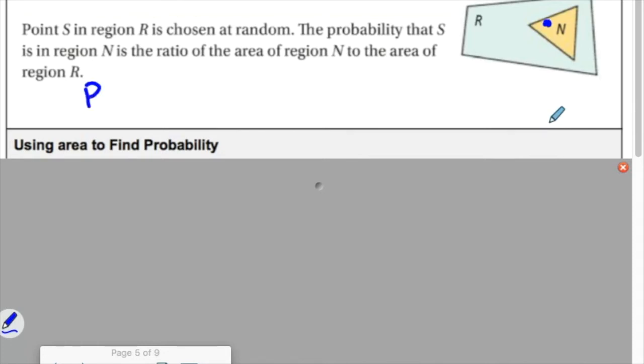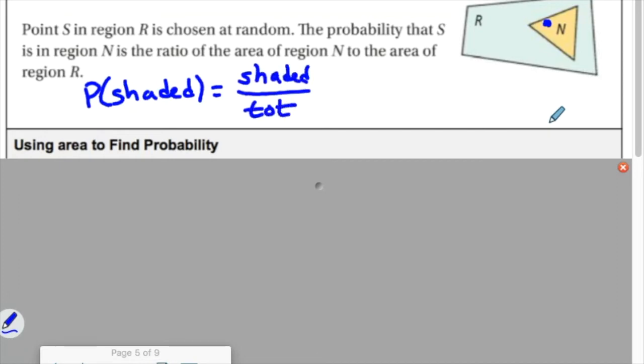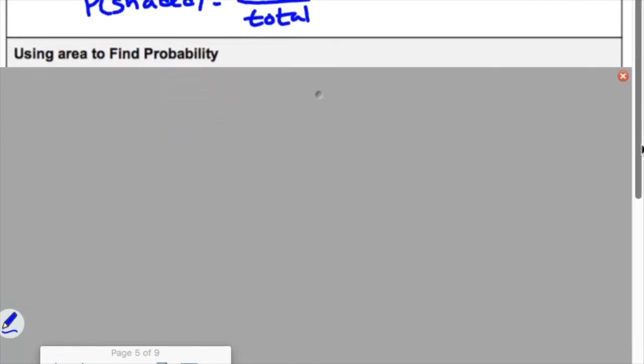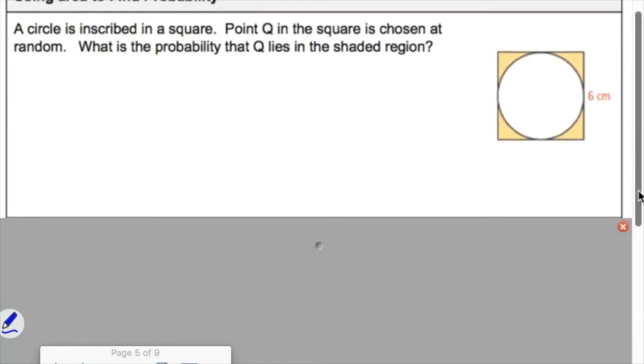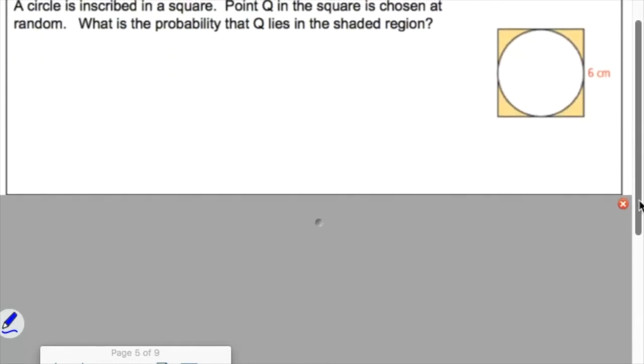So with area, we're looking for a shaded area. Really, what we're looking for is the shaded area over the total area. If I can figure out how much of the shape is shaded and what the area of the entire shape is, I should be able to find the probability. We're going to try that here, and then I have an example for you to try. We'll do the last one with all the crazy circles together.